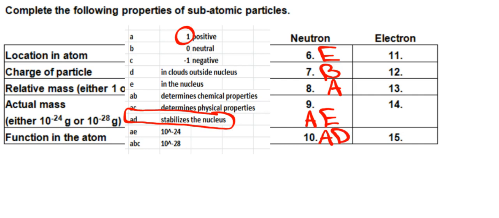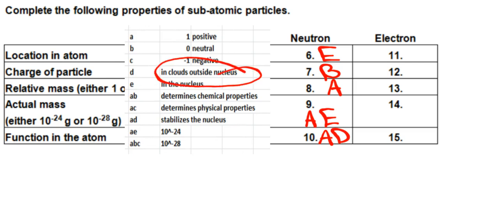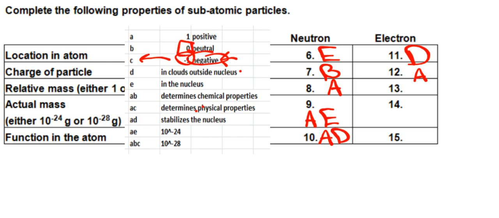Now the electron, all right, its location is in clouds outside the nucleus. That's D. Number 12, charge of the particle, that's the one that is negative. So we're going to call that A, or negative 1. Either one of those. I made it so they're the same answer. Number 13, the relative mass. The electron's the one that is very small, so we call that 0, which would be right there. That's B.